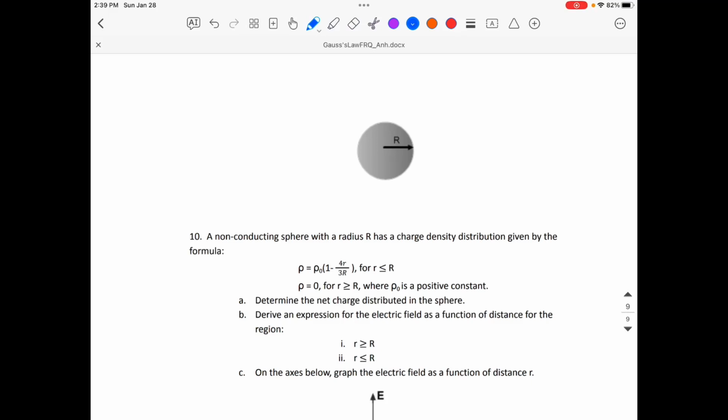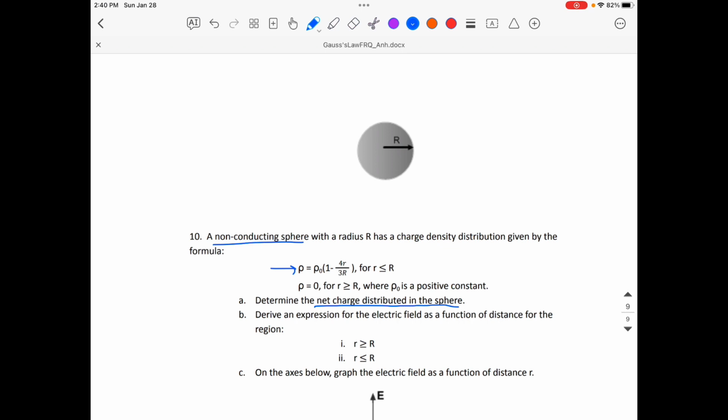Problem number 10 is a difficult problem, but we will walk through it step by step. And we did problem number 9 in class together, so hopefully this is just the exact same steps. First we've got a non-conducting sphere, and in this sphere, the charge is not uniformly distributed. So we have this equation for how the charge is distributed with respect to the radius. And the first part is for us to find the net charge distributed on the sphere.